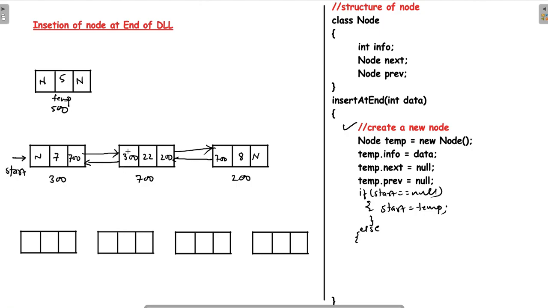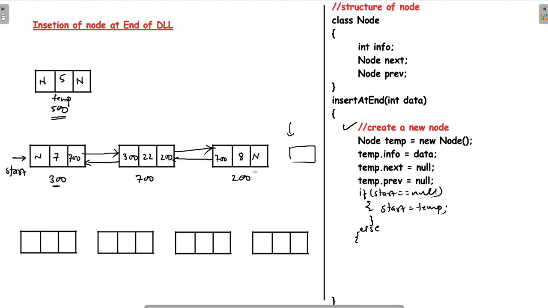Okay, now the condition is, whatever new node you have just created, temporary, you want to insert at the end of the list here. So the very first task is, you cannot directly jump to this address 200. You have to start from the very first pointer, that is start, whose address is 300. So you need to identify the last node of your list. And how do you know that any node is the last node of your list?